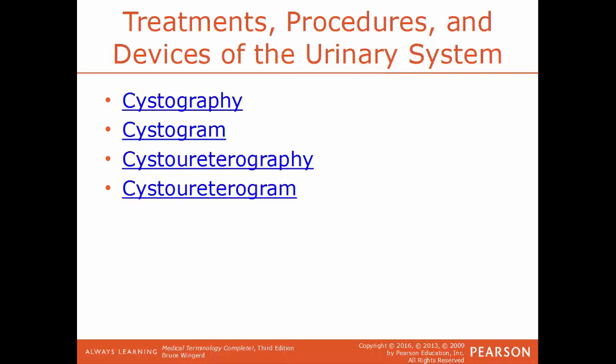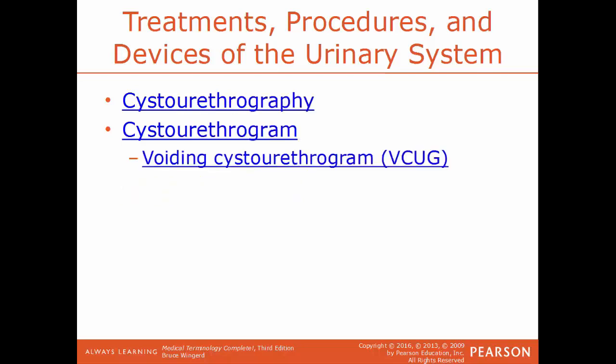Related to that will be our next term, cystoureterography. This would be a radiologic test of not only the urinary bladder, but also of the ureters. They check for any obstructions, any blockages, malformations, any kind of abnormalities. And the result that this test would produce would be a cystoureterogram.